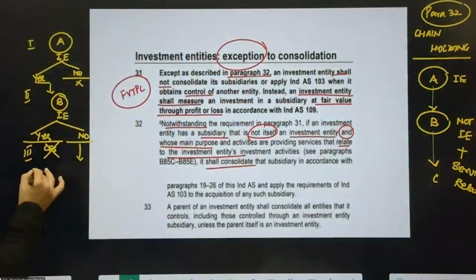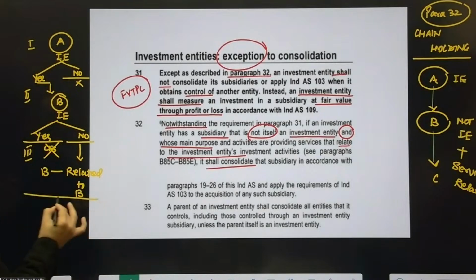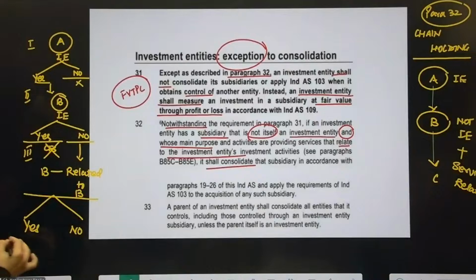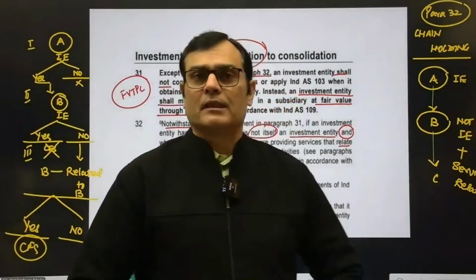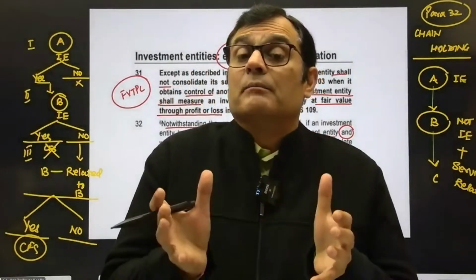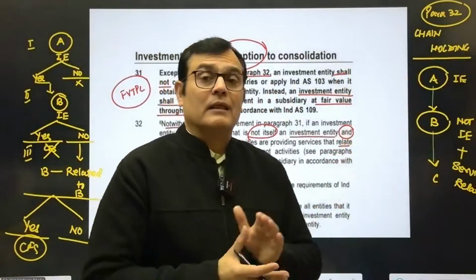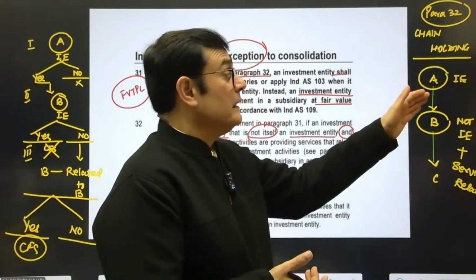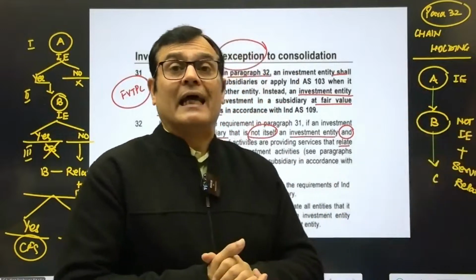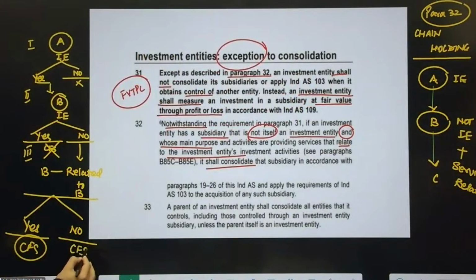Then you put across the question: is B doing something which is related to A? The answer is yes or no. If the answer is yes, consolidated financials are required. If B is doing something related to A, then consolidation is required, even though B is not an investment entity, because it is performing the same work. It does the same work, so apples with apples can be consolidated. But if B is not an investment entity and is doing something else, apples and oranges cannot be consolidated. So in this case, if the work is not similar, consolidated financials are not required.